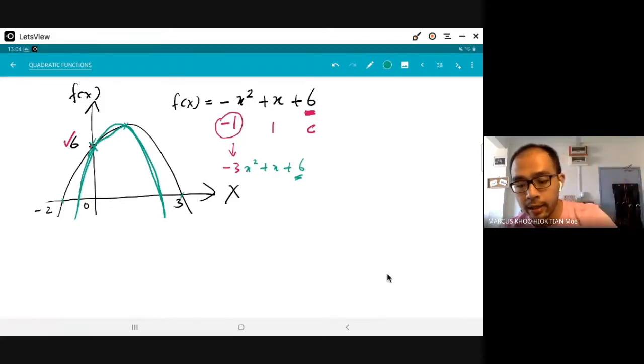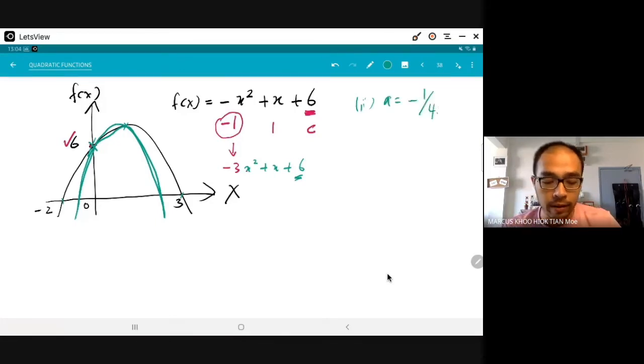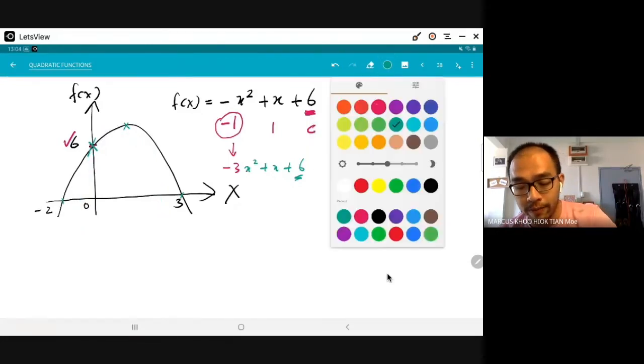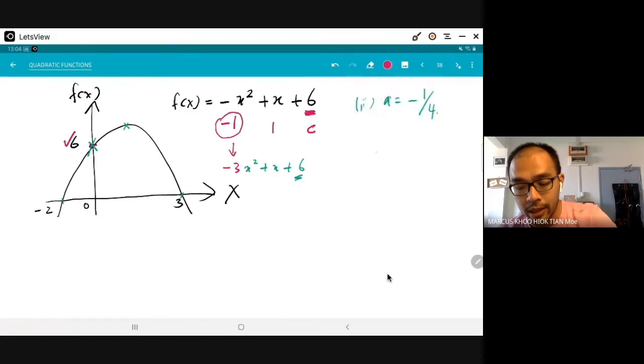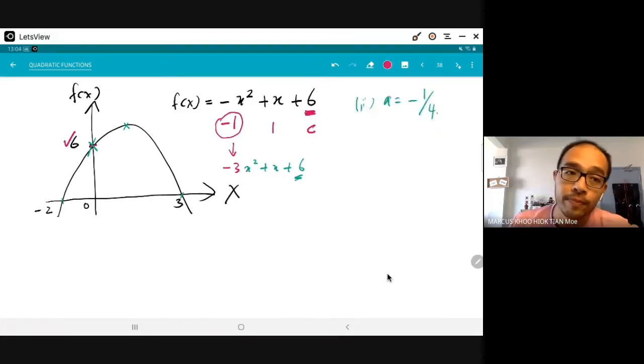Okay, secondly question number 2. Sekarang A kita tukar pergi -1/4. Apa yang akan terjadi kepada graf hitam ini? What happens to this black color graph? A sekarang adalah -1/4. Gemuk. What will happen?